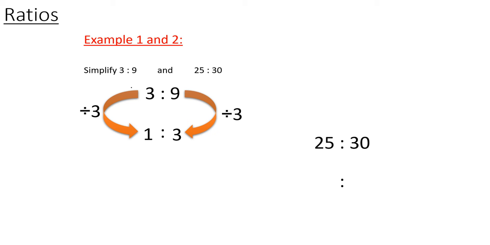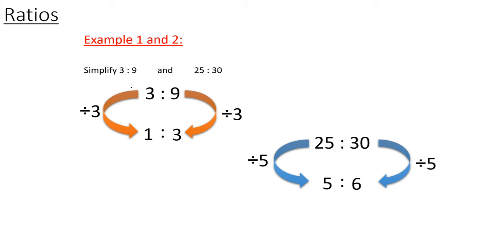And then we've got 25 to 30. Have a look at those numbers. Even though we have an odd and an even number, they end in a 5 and a 0, and hopefully that will tell you that we can divide both sides by 5 because they're in the 5 times table. So 25 divided by 5 gives us 5, and 30 divided by 5 gives us 6. So 25 to 30 in its simplest form is 5 to 6.